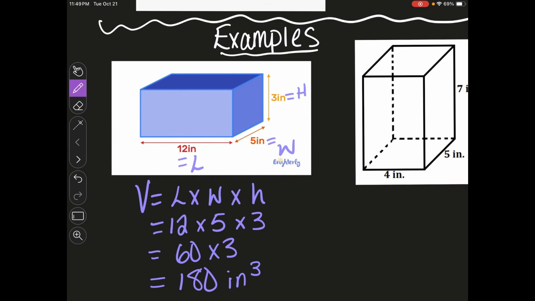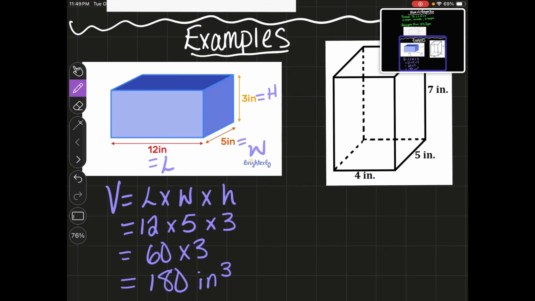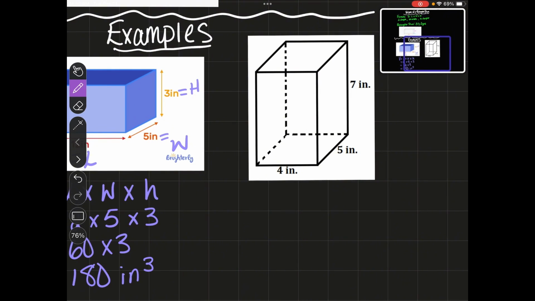Because think about it, if we're doing volume, it is what's inside the 3D shape, which means for the measurement, we have to use cubic units. So that's the difference between the area and the volume. The volume uses cubic units, but the area uses square units, okay? Let's go to the next example.